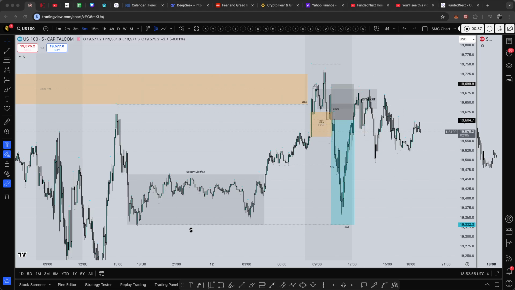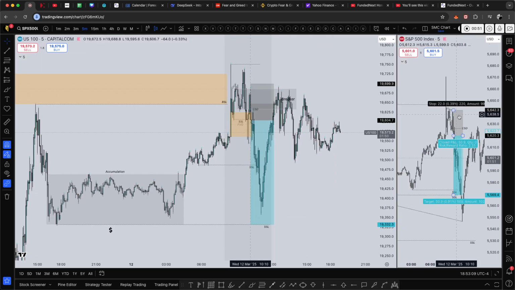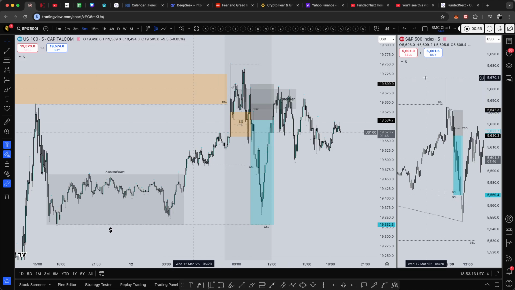Just to let you know, I mainly trade S&P 500 and Nasdaq, especially Nasdaq. I said S&P 500 first because today I actually entered on S&P. It's been a while. I normally use S&P 500 to spot divergence. I use both Nasdaq and S&P.